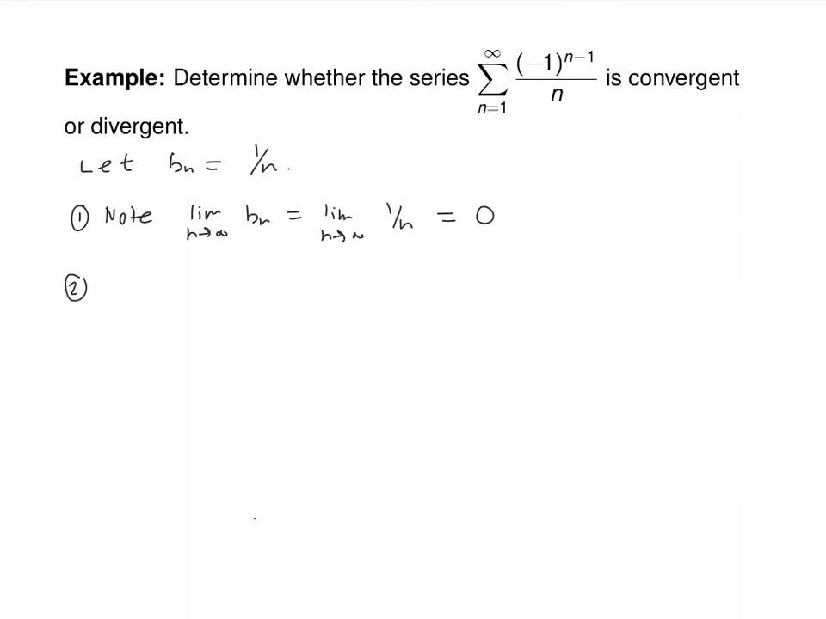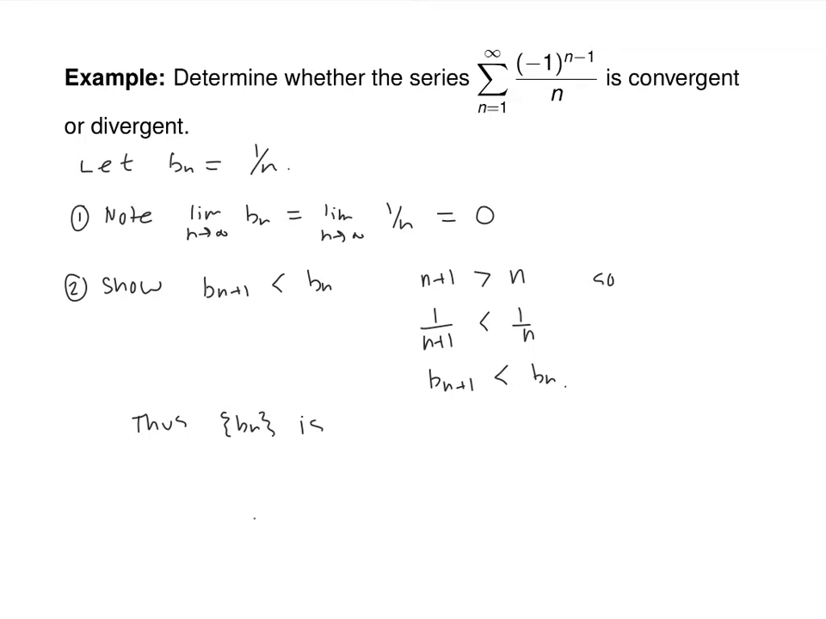Now the next thing you must show is that b_(n+1) is less than b_n. And here's how you do that. You know that n plus 1 is bigger than n. So 1 over n plus 1 is less than 1 over n. And 1 over n plus 1 is b_(n+1), 1 over n is b_n. So thus the sequence of b_n's is decreasing.